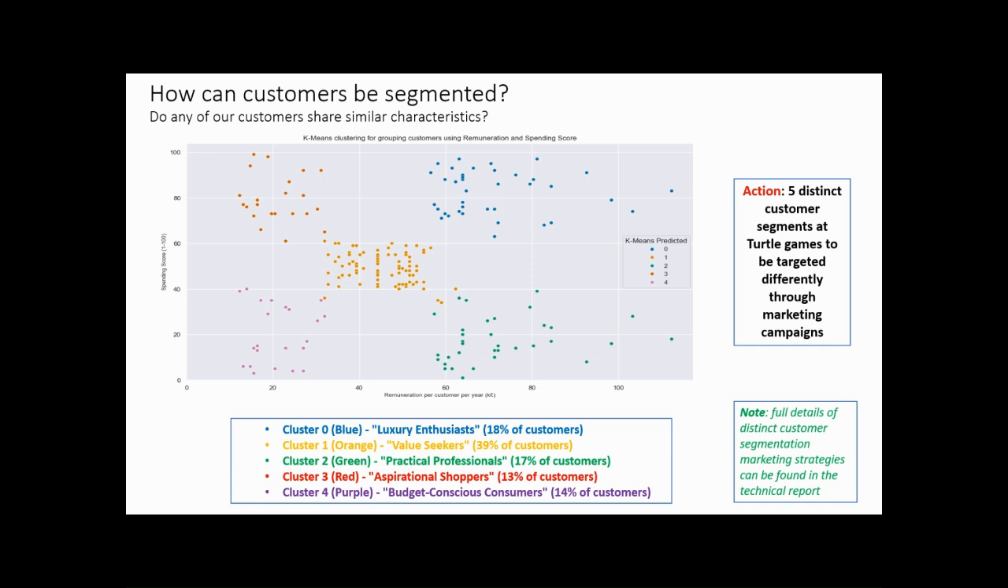Group 4, highlighted in purple, represents 14% of customers, and they have low pay and low spend scores. They are budget conscious and spend very little. Marketing strategies such as cost-effective deals and discounts will suit these customers the best. By understanding segments like these, we can customize the individual marketing and product strategies, significantly enhancing customer satisfaction and driving revenue growth for Turtle Games.